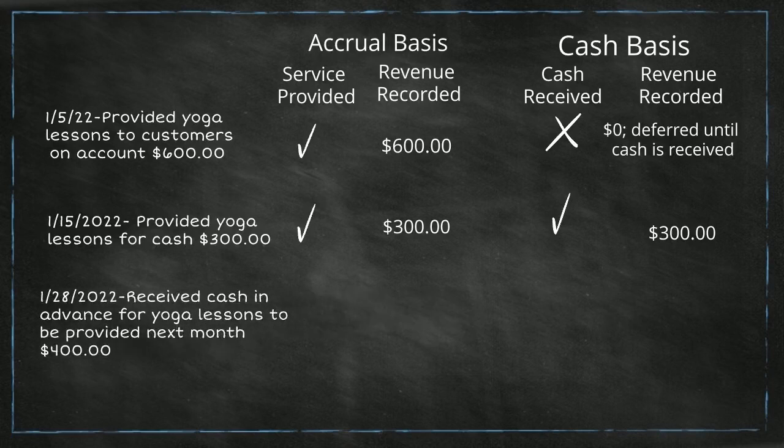On January 28th, the company has received money in advance for lessons that have not yet been provided, so under the accrual basis we would not record the revenue. We will defer until the service is provided to the customer. Under the cash basis, cash has been received, so we would record the revenue.